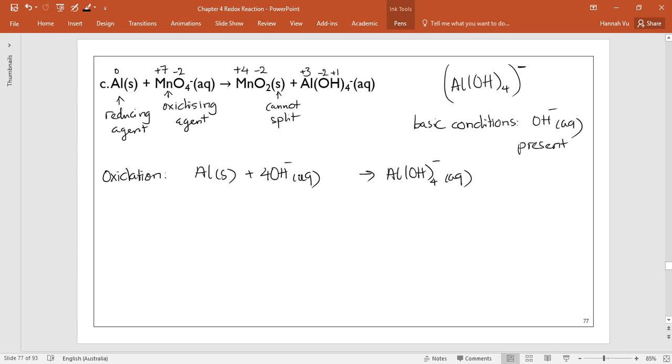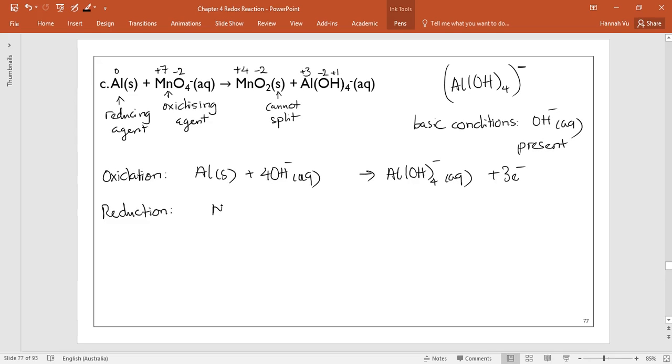And now the charge on the left side is 4 minus, so I just need to add 3 electrons to balance the other side, which I think agrees with the change in oxidation number from 0 to +3. For reduction, I don't think I could get away with just adding hydroxide, so I may have to do it the long way this time.